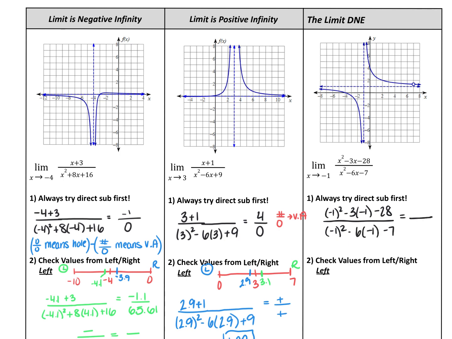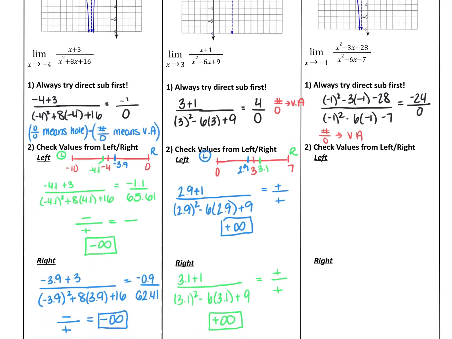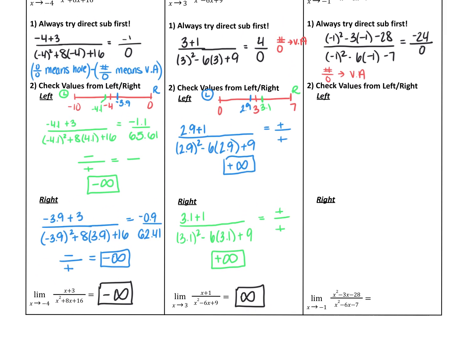So again, pause the video, get me two numbers, and then hit resume when you're ready. Okay, so I got -24 over 0, which perfectly fits what we need it to, right? We need a number over 0, so a number over 0 means vertical asymptote. So let's prove this now algebraically. We need to pick a number from the left of -1 and from the right of -1.